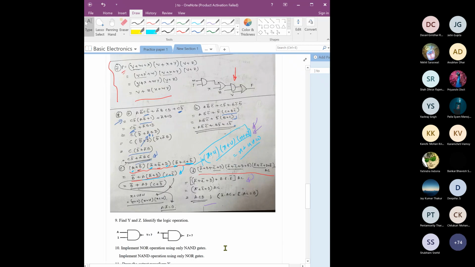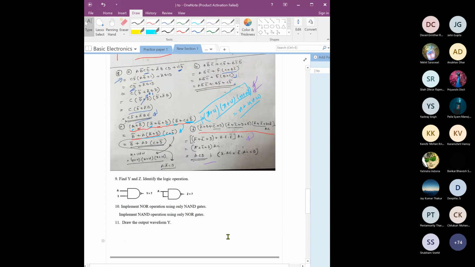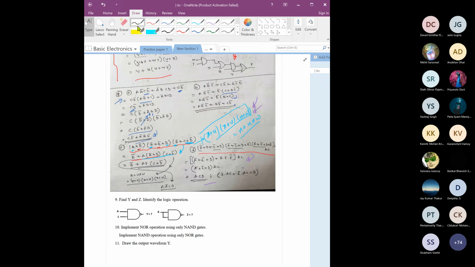Okay, so next question is a good question, and I want you to try it. First, find Y and Z. So here, what has been done? Which gate is this? This is a NAND gate. In a NAND gate, we have the inputs like this. Here it is A, here it is 1. So what will be the output?